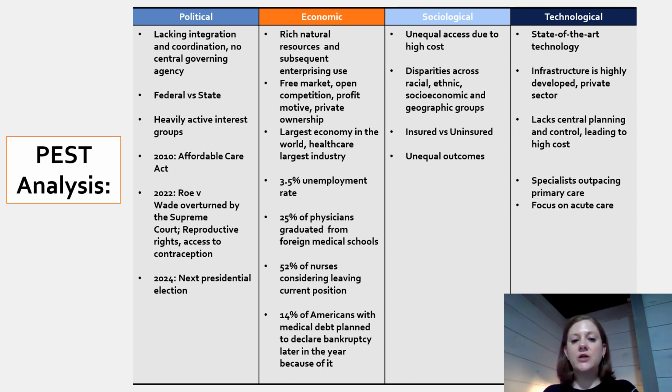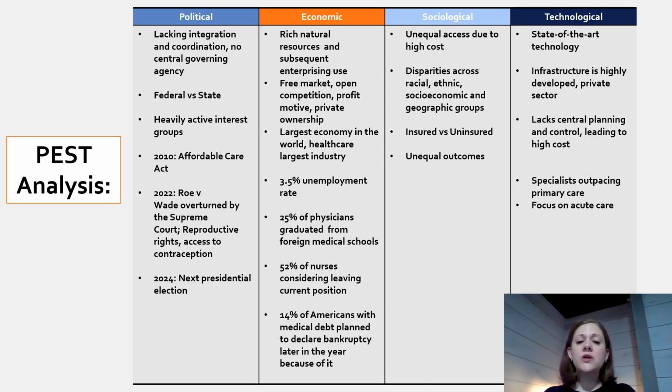Economically, the country is rich in natural resources with subsequent enterprising use. Couple this with a free market, open competition, profit motive, and private ownership, leading to the largest economy in the world, with healthcare being the largest industry within that economy. We sit at a 3.5% unemployment rate.